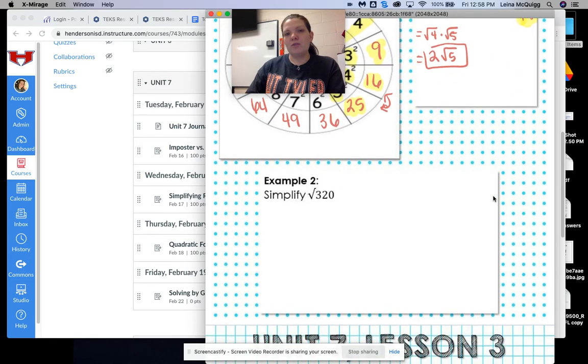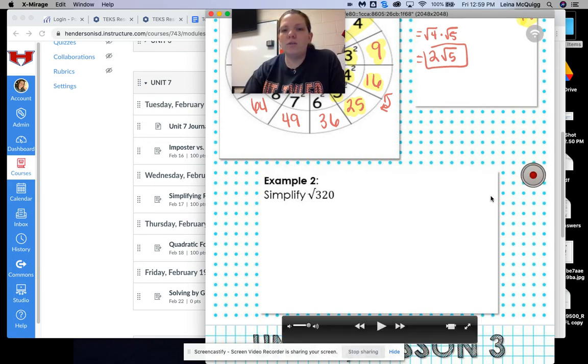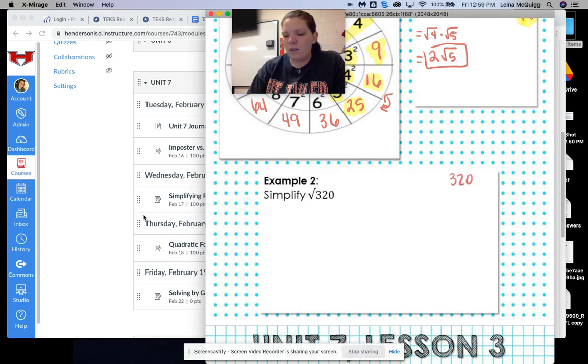So I'm going to do example 2 here with you. Let me grab my calculator really quick. Here we go. All right, so the first thing we want to do is come up with the factors of 320. That's what we're trying to simplify.